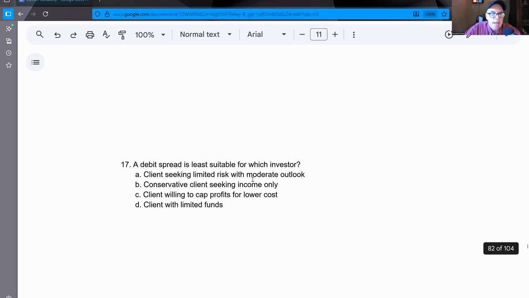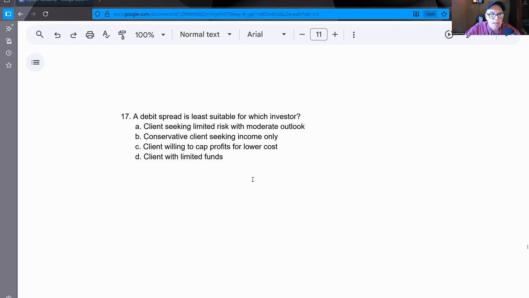Okay. A debit spread is least suitable for limited risk, moderate outlook, conservative clients seeking income. So B is no. Oh, there we go. Okay. So I'm willing to cap profits. I have limited funds because I buy and I sell. That's lower. You should know that already. Limited risk for moderate outlook. I don't know what that means.